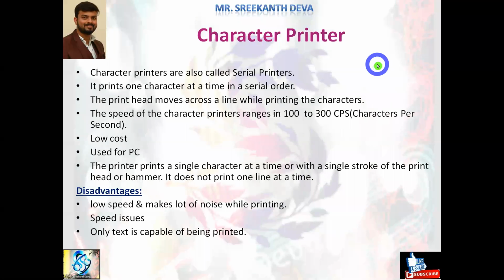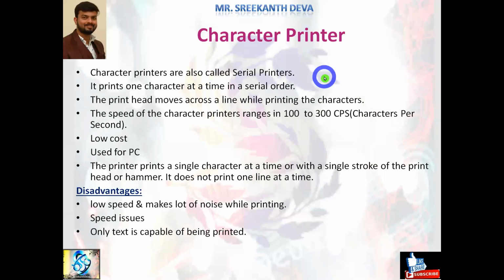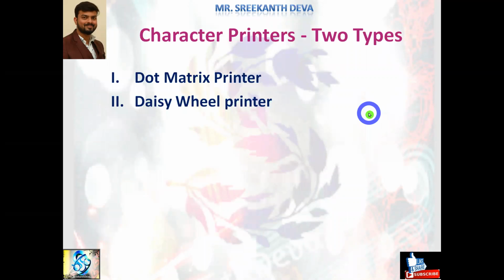Again, impact printers are categorized into character printers and line printers. Character printers are also called serial printers. They print only one character at a time, in serial order. The speed is measured in CPS, characters per second. Again, they are categorized into dot matrix printers and daisy wheel printers.